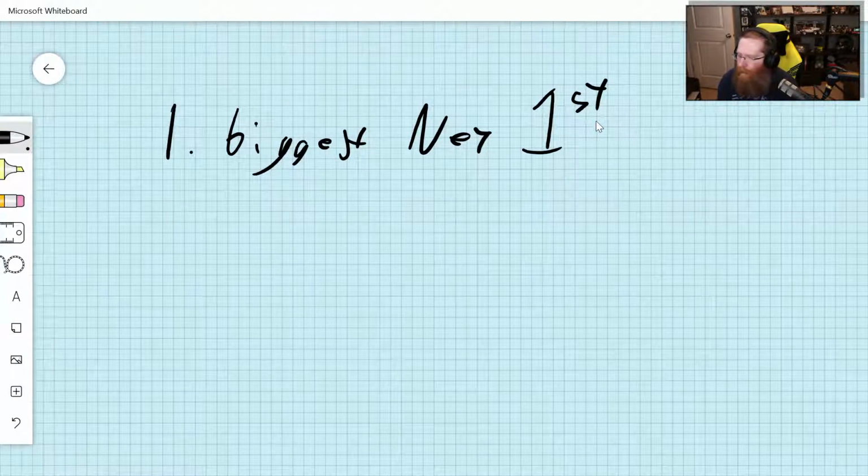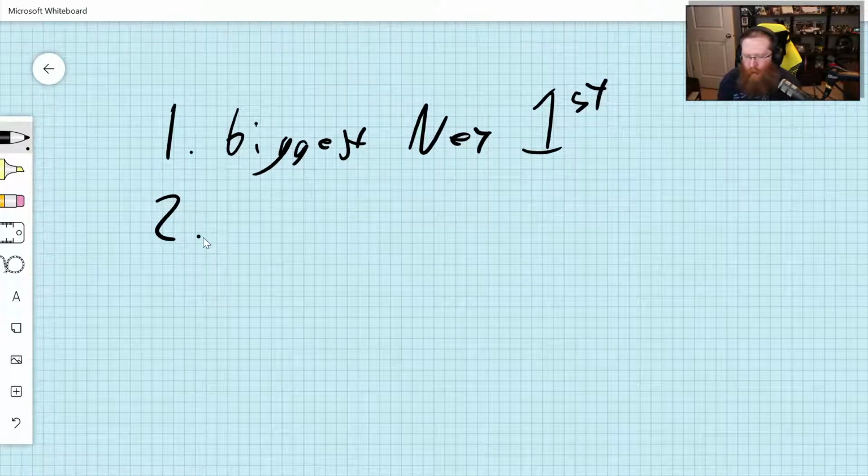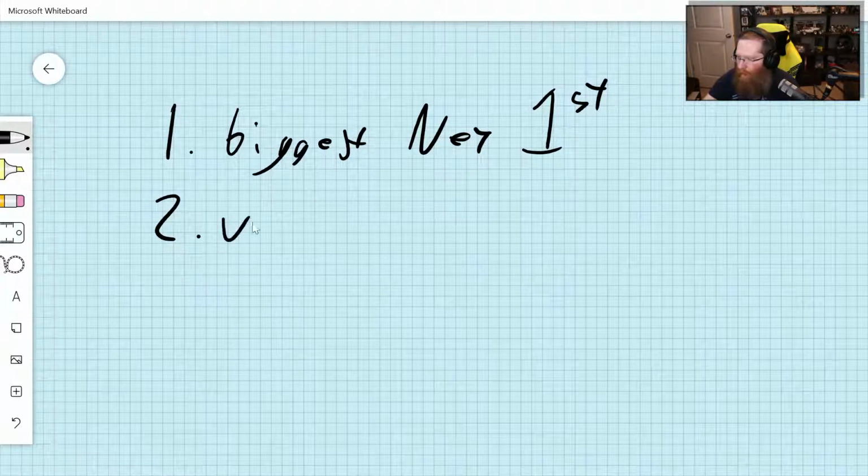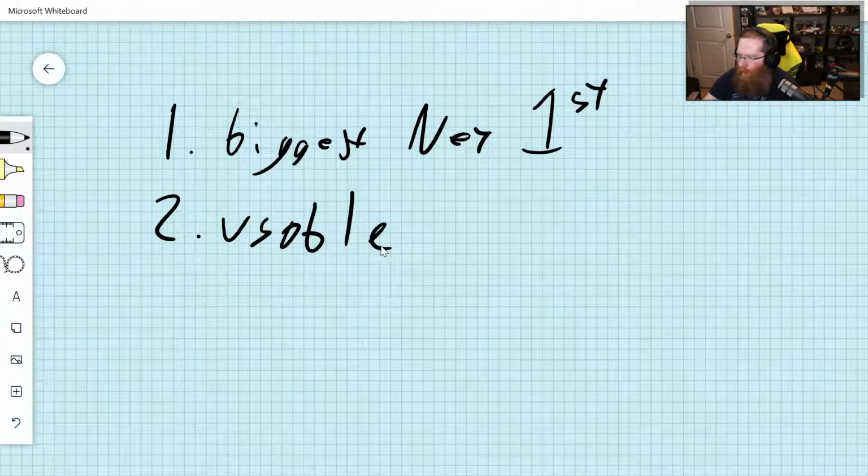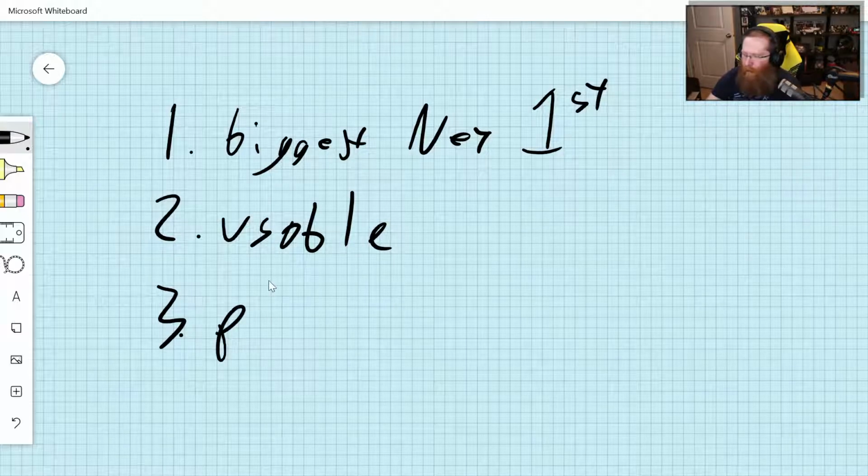Okay. If we don't do biggest network first and we do smallest network first, then it is possible for us to go beyond our possible allocation. Okay. 2, always have enough usable IP addresses to cover what you're actually trying to do. 3, plan for growth.